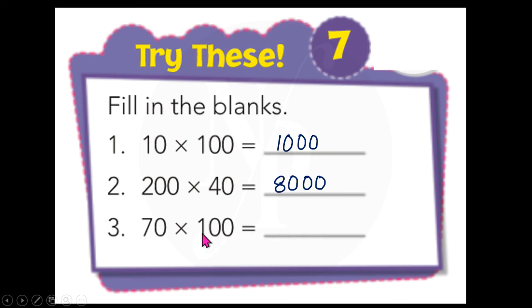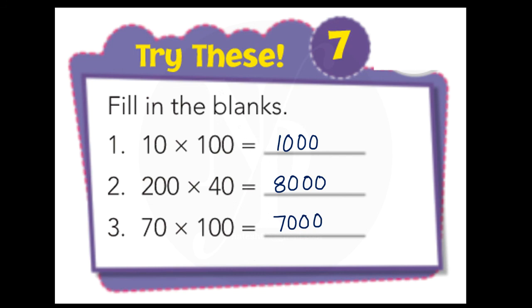Question number 3. 70 into 100. Let's multiply 1 and 7. On multiplying 7 by 1, you get 7. Because any number multiplied by 1 is the same number. So we get 7. How many zeros we have here in these two numbers? 1, 2, 3 zeros. So we put 3 zeros to the right of 7. And the number obtained is 7000, which is the product of 70 and 100.